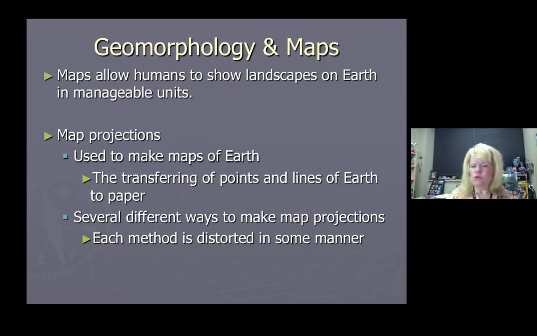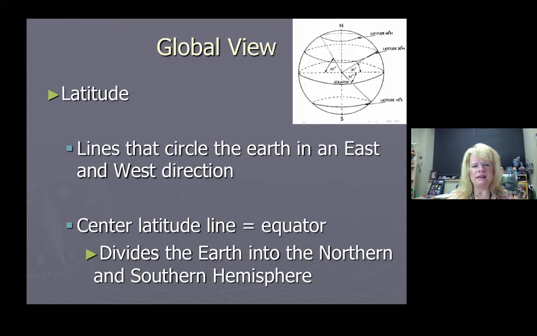So what we will do is make map projections. These are used to make maps of the Earth, and they are essentially points and lines of the Earth transferred to paper. So we can take a pinpoint location like Yosemite and plot it onto a map. There are multiple different ways to make a map projection, and each map is slightly distorted in some shape, fashion, or manner simply because of how the map is made.